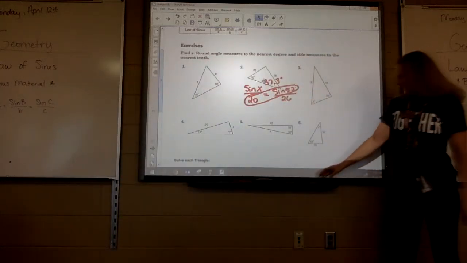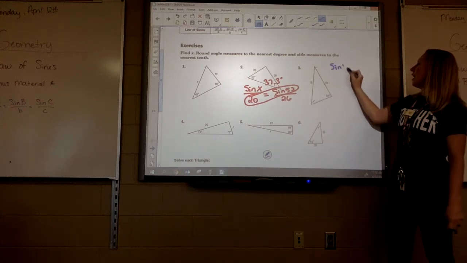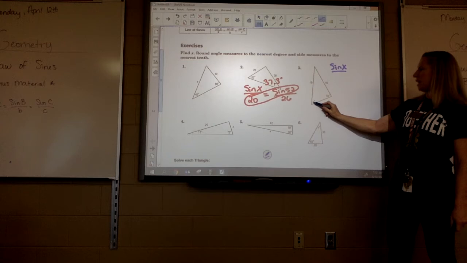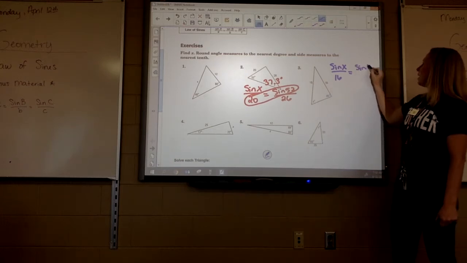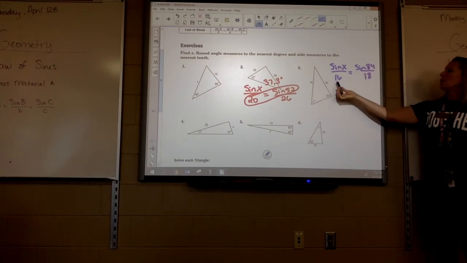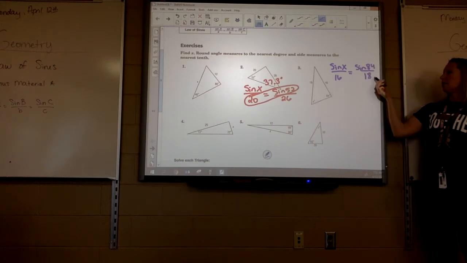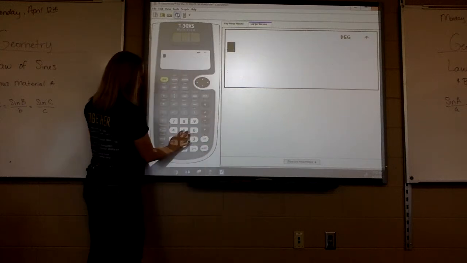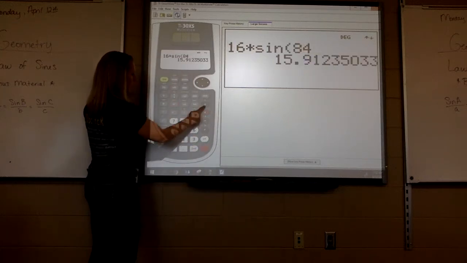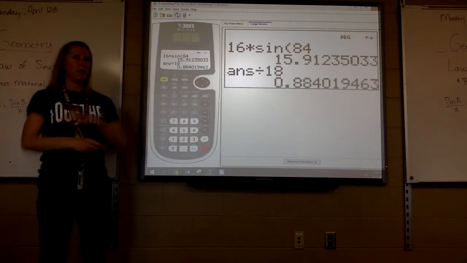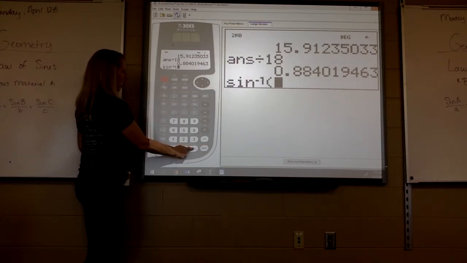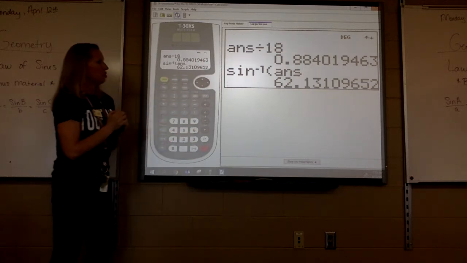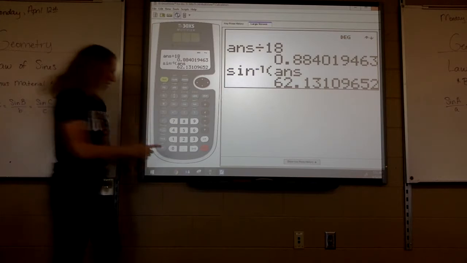All right, so I'm going to start with sine x. What's the opposite side of sine x? 16. And then I'm going to do sine 84 over 18. So I multiply the 16 times sine 84 and divide by the 18. So 16 times sine 84, divide by 18. And then what do I do after I get that decimal? Good. Second sine, and then I just do second answer. So it takes that answer and plugs it in. You get 62.1 degrees.